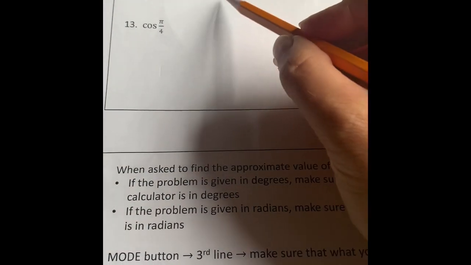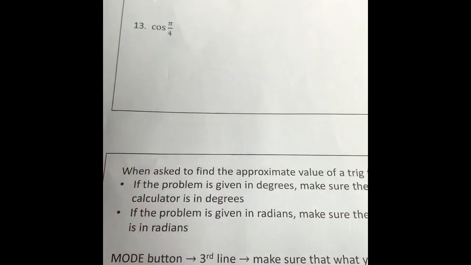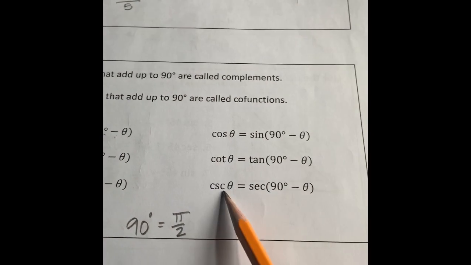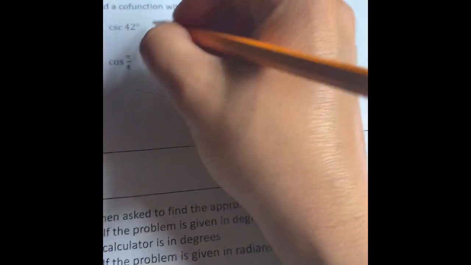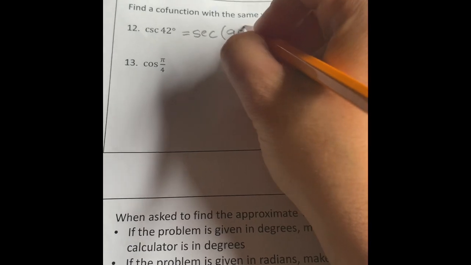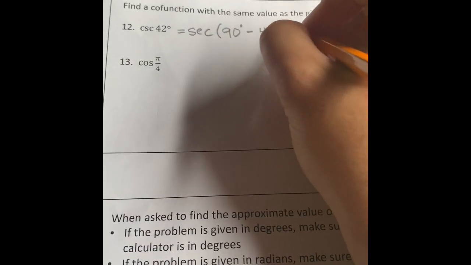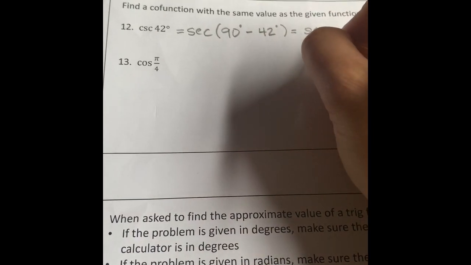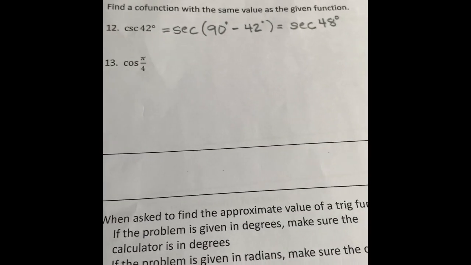Find a cofunction with the same value as the given function. So the cofunction of cosecant, you flip back over here, here's cosecant, its cofunction is secant. So we're going to write secant, and we're going to take 90 degrees, and we're going to subtract that 42 degrees. So our answer is secant of 48 degrees.